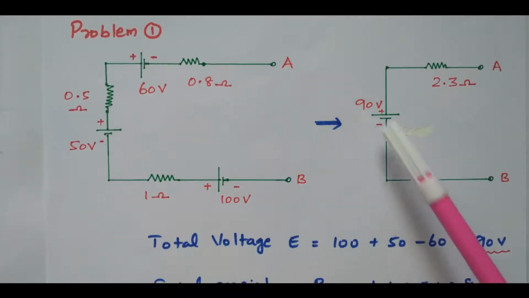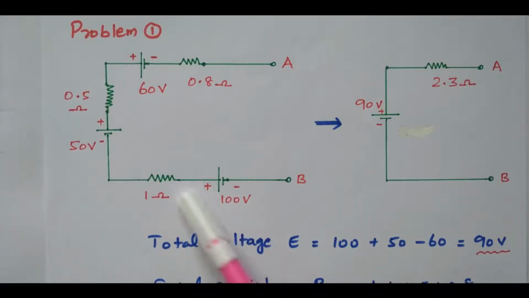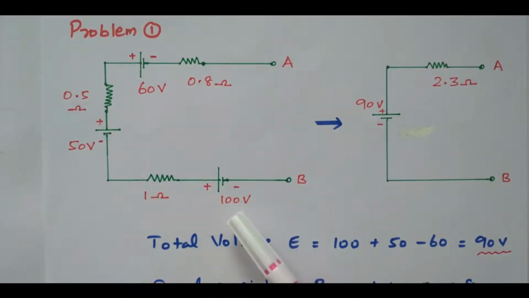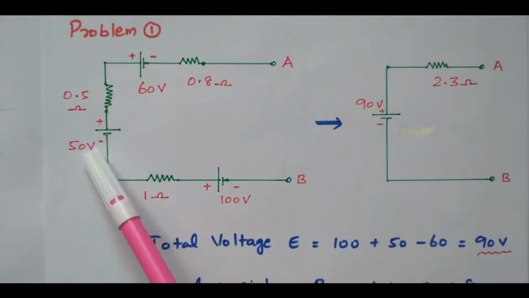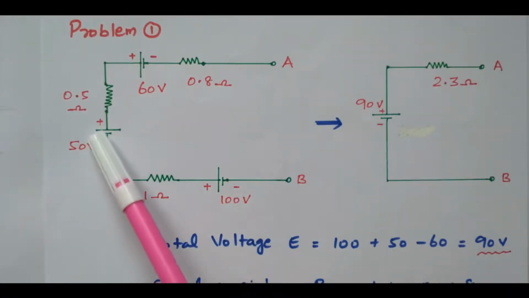How will you find this single voltage and resistor? The total voltage is nothing but the sum of these three. We can find the total voltage from these three sources, 100, 50 and 60. We need to see the polarity. What is the polarity? See here, negative, positive. Here, negative, positive. So these are all connected in series.